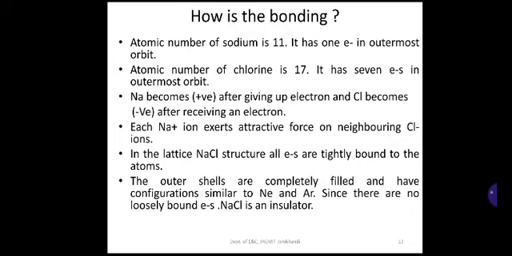So in the NaCl lattice structure, all the electrons are tightly bound to the atoms. As the NaCl structure is completely filled, they are tightly bound to the atoms. The outer shells are completely filled and have a configuration similar to Ne and Ar. Since there are no loosely bound electrons, NaCl is an insulator. No current flows in the insulator because the outer shell is completely filled by electrons. So it acts as an insulator.